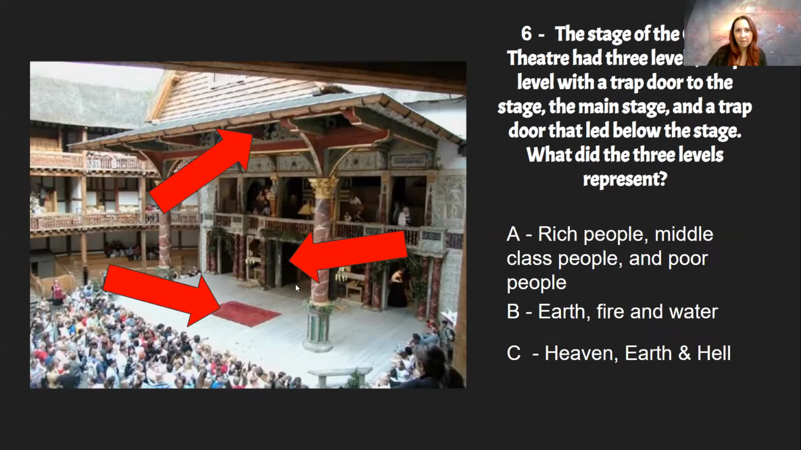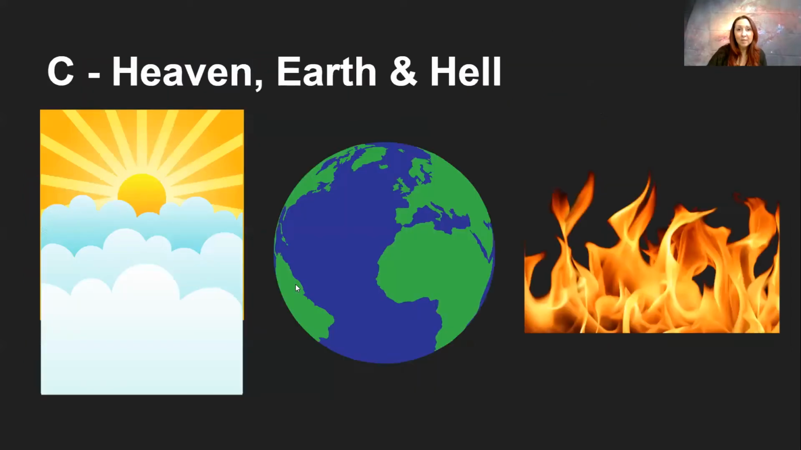Good job. Let's find out the answer. Did you write C? I bet you did. So the top trap door up at the very top of the Globe Theater represented heaven. Whenever they had a play that had an angel or somebody from heaven, they would come through that trap door at the very top of the theater.